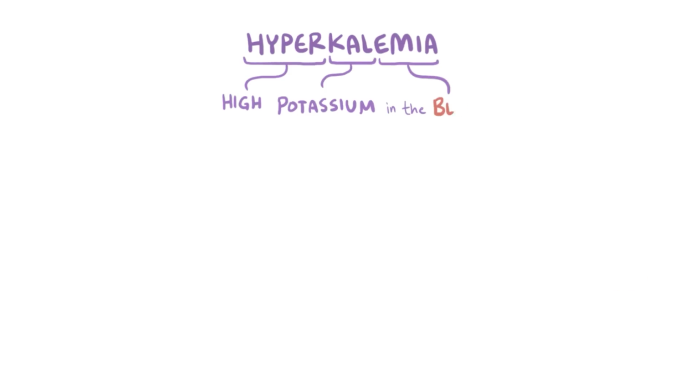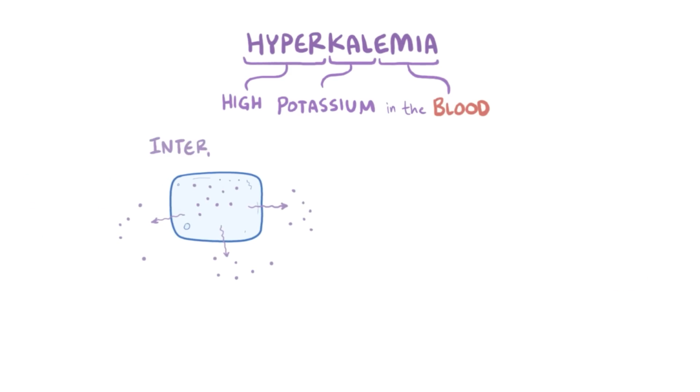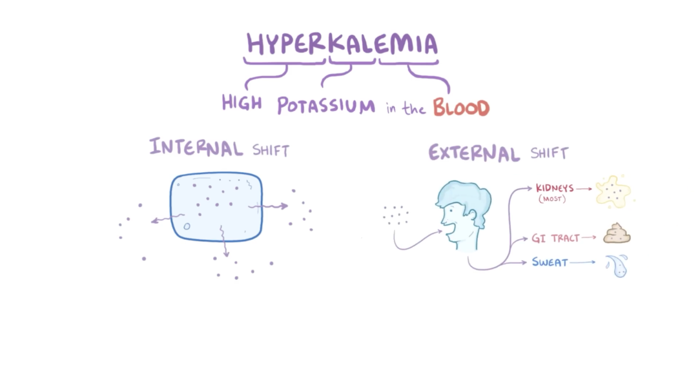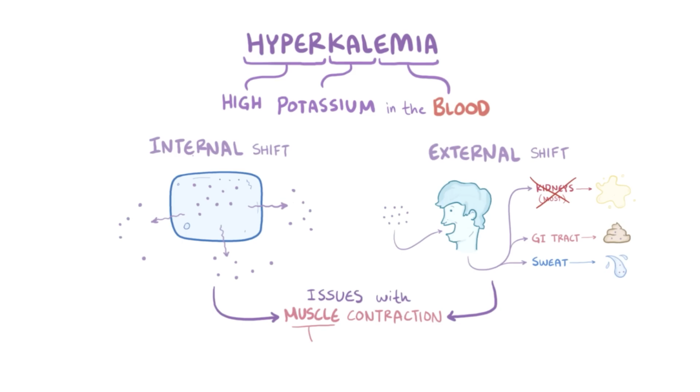Alright, as a quick recap, hyperkalemia describes a high concentration of potassium in the blood, which can be the result of shifts in internal potassium balance where potassium moves out of the body's cells, as well as external potassium balance problems having to do with the intake of potassium and typically the kidney's ability to regulate its excretion. Either way, the high potassium leads to issues with muscle contractions, which can be issues with the smooth, skeletal, or cardiac muscles.